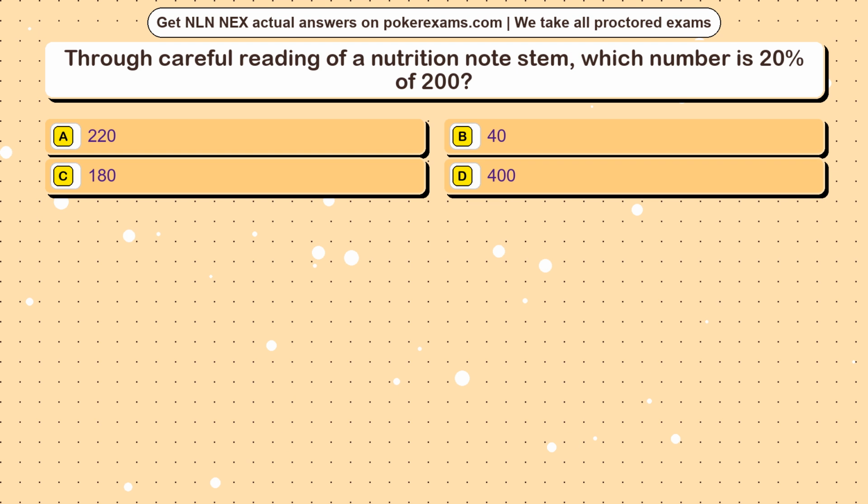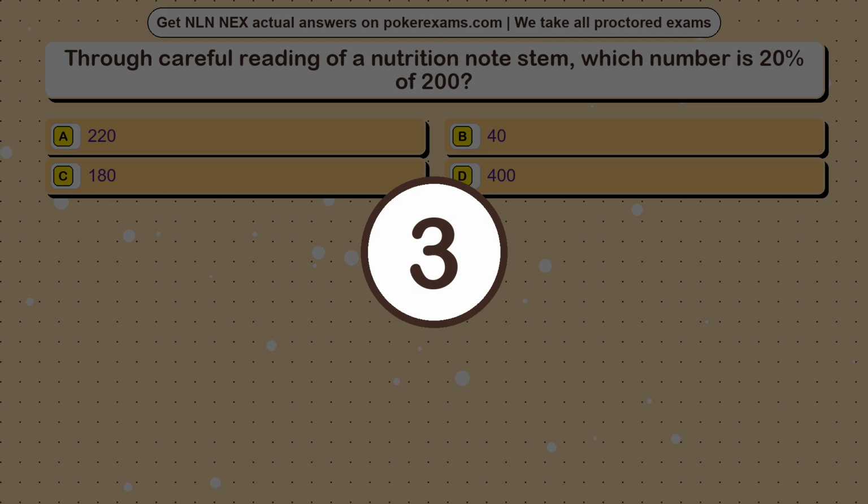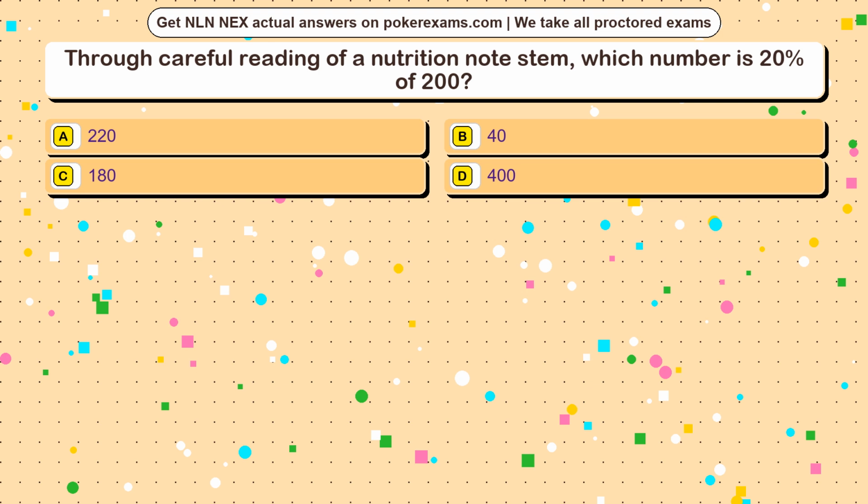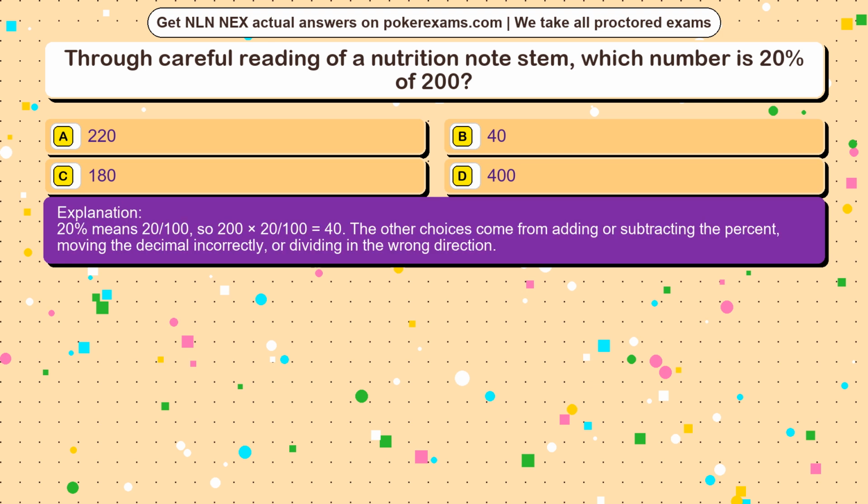Question 25. Through careful reading of a nutrition note stem, which number is 20% of 200? Option A, 220. Option B, 40. Option C, 180. Option D, 400. The correct answer is option. 20% means 20/100, so 200 times 20/100 equals 40. The other choices come from adding or subtracting the percent, moving the decimal incorrectly, or dividing in the wrong direction.